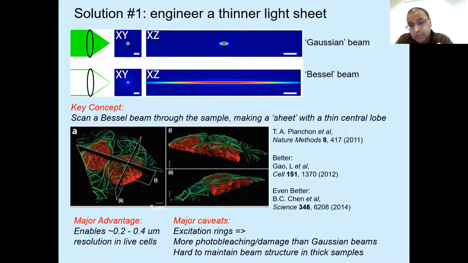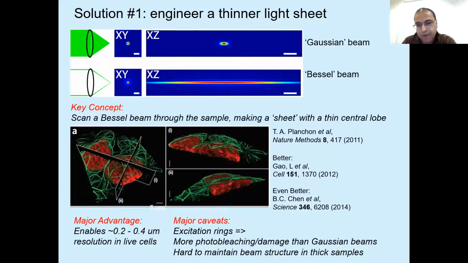You still do worse than a cylindrical lens, and it's hard to maintain this fine beam structure in thick samples. So you might need adaptive optics to maintain this thin structure in thick specimens. So I would say, in my opinion, this is not a uniform win. But for small samples, it can be valuable. And this, of course, has been commercialized in the so-called lattice light sheet microscope.